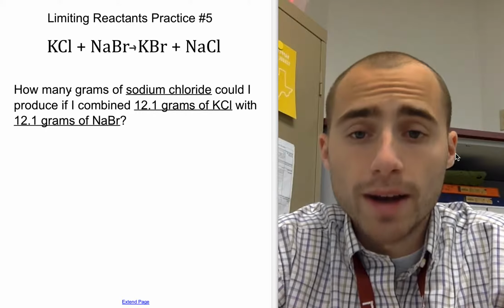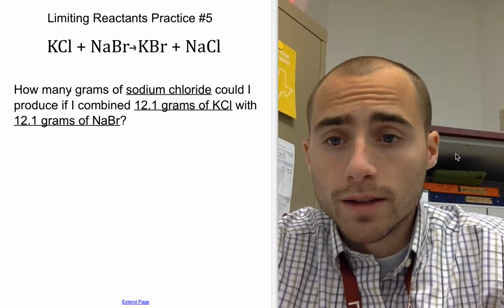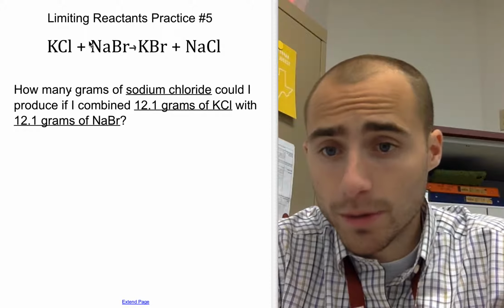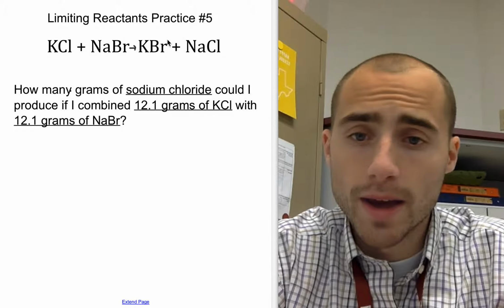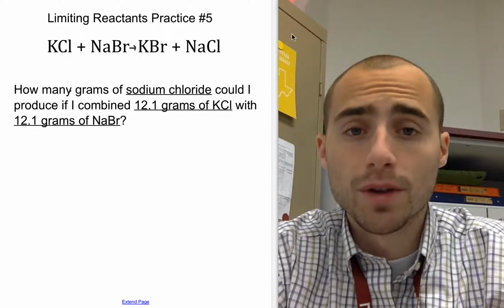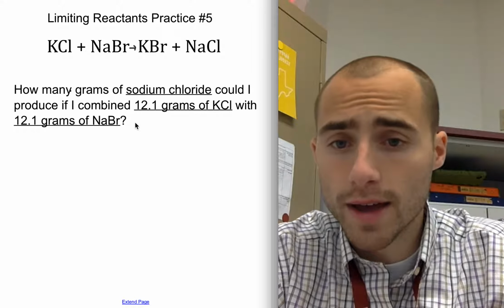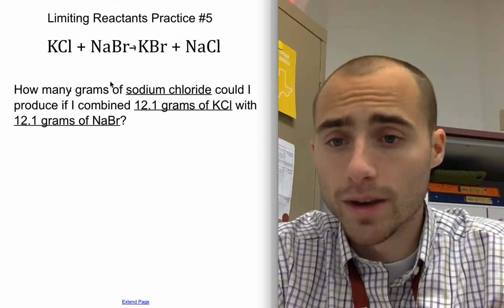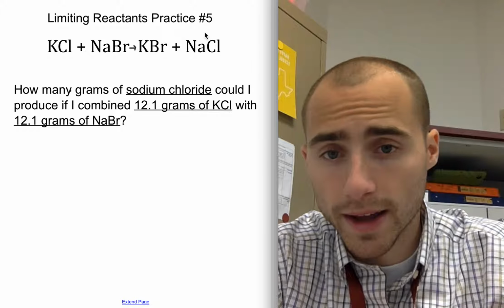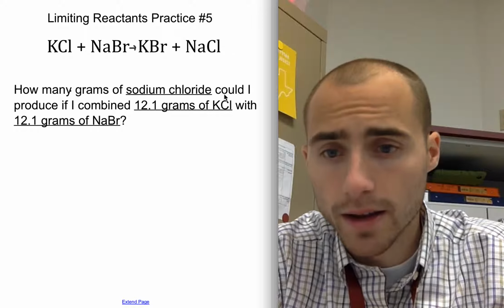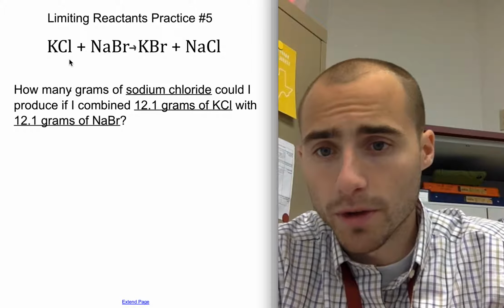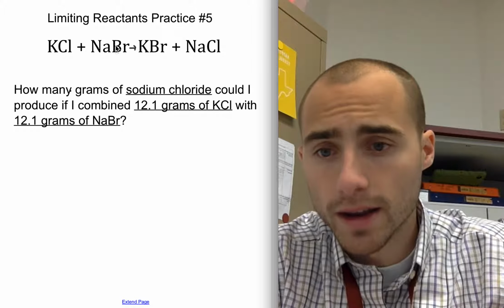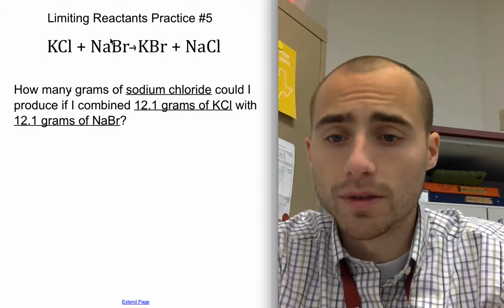Limiting reactants practice problem number 5. We have potassium chloride plus sodium bromide producing potassium bromide and sodium chloride. I have already underlined the key terms for you, and I have balanced the equation. So how many grams of sodium chloride, the product we're looking at, could I produce if I combine 12.1 grams of potassium chloride with 12.1 grams of sodium bromide?